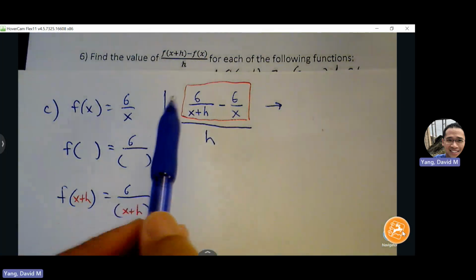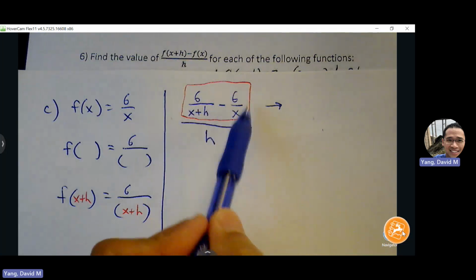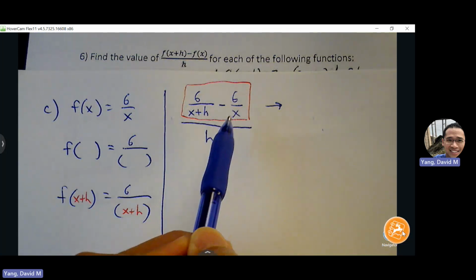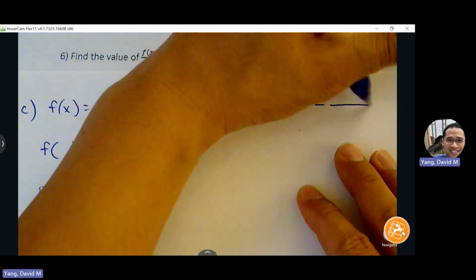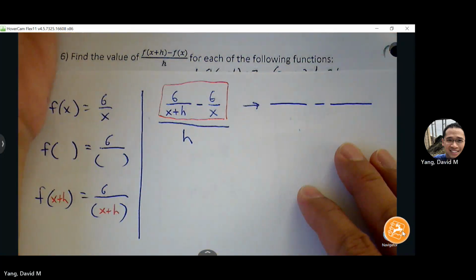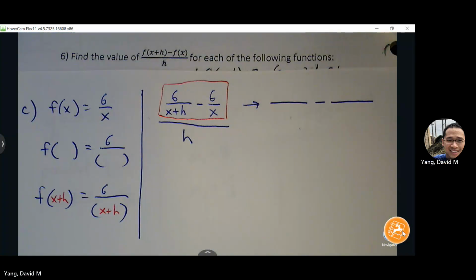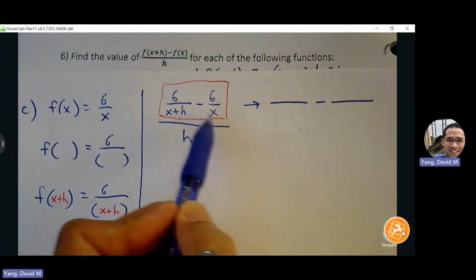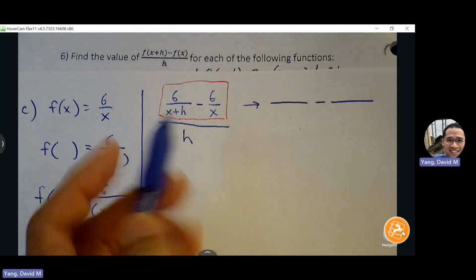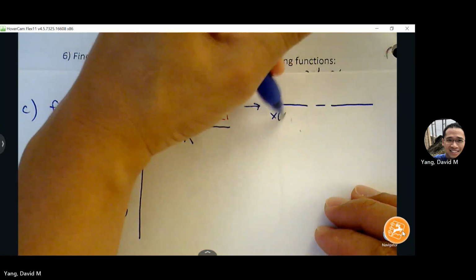Okay, so we do want to combine these together, but in order to combine them, we need a common denominator. What's our common denominator between these fractions? Can it be x plus h? Well, these are different, right? Yeah. So that means I need both of them to create my common denominator. So I need x and x plus h.